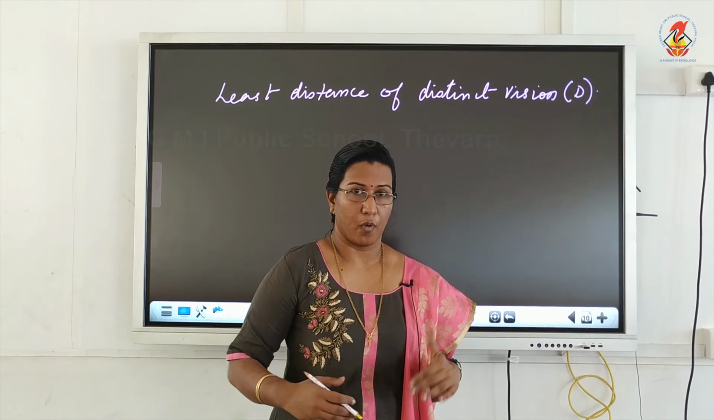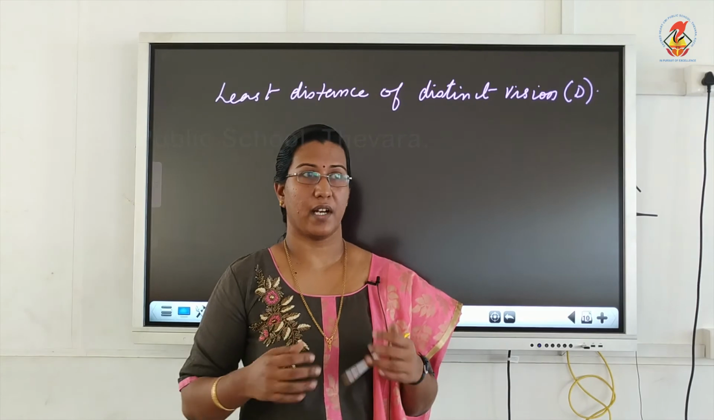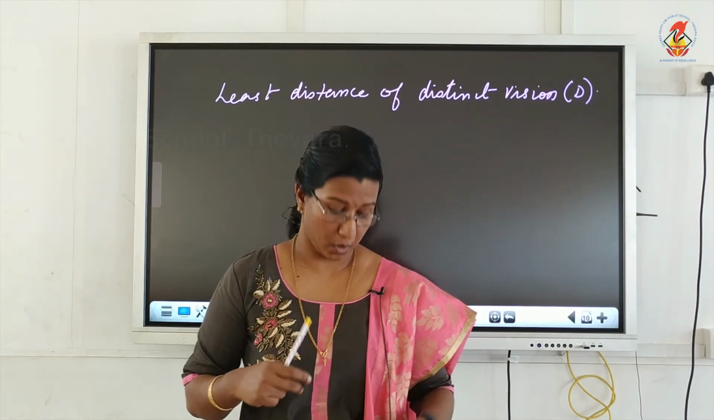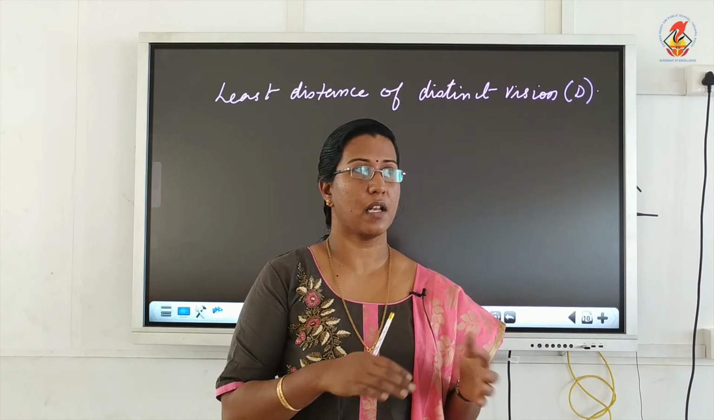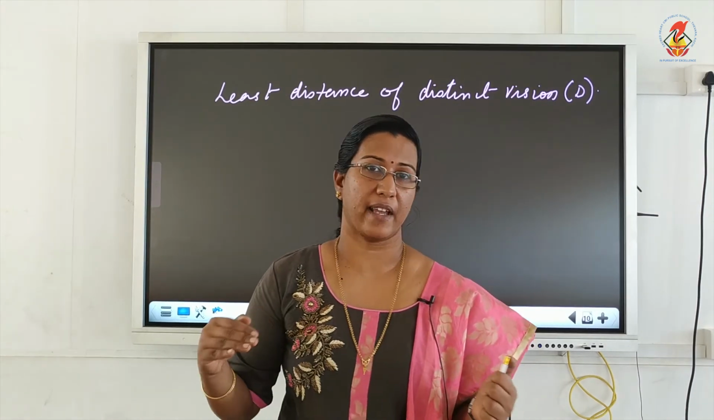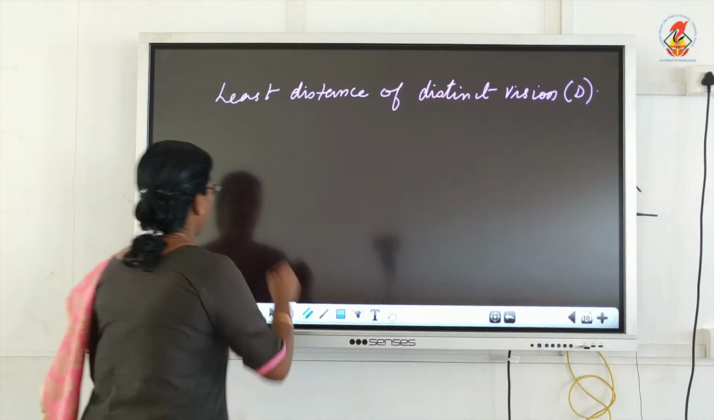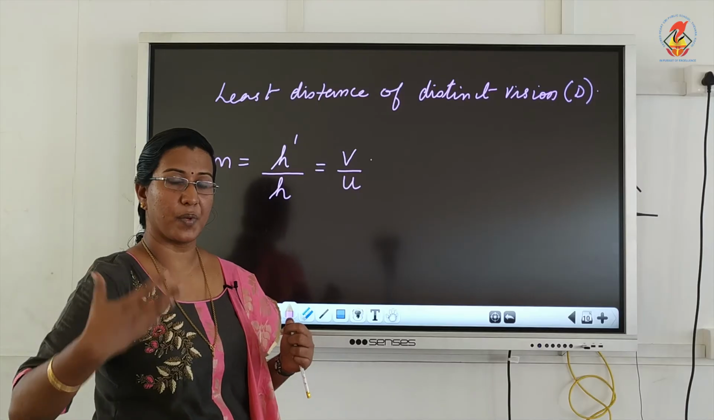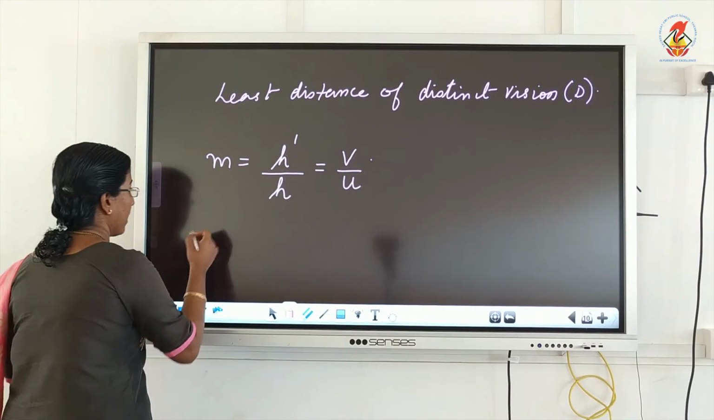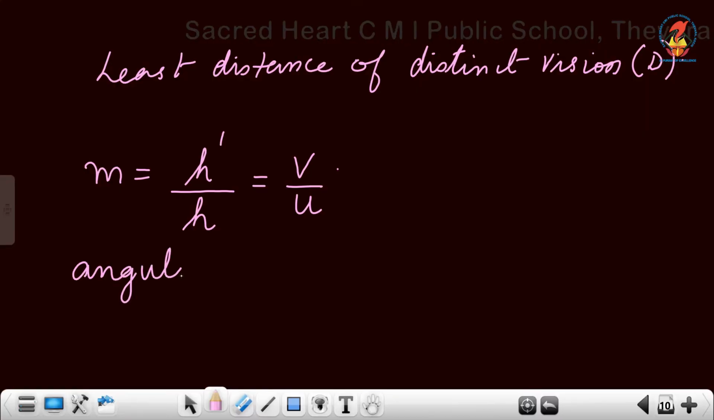For the coming videos, we are studying optical instruments, and we are going to find out the magnification produced by them. So far we have studied linear magnification, which means magnification M is equal to the height of the image by the height of the object, or image distance by object distance for the case of a convex lens. But in the case of optical instruments, we are going to study angular magnification.